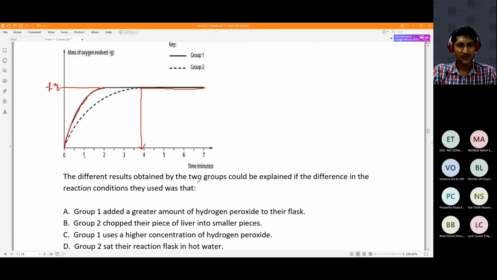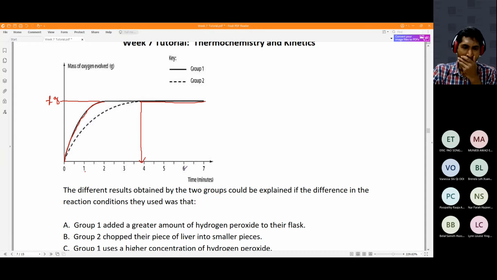So what is the key? What is the difference between the two groups? What did group 1 do that group 2 didn't do? Or what facilities did group 1 have? Group 1 used a higher concentration of hydrogen peroxide, right?